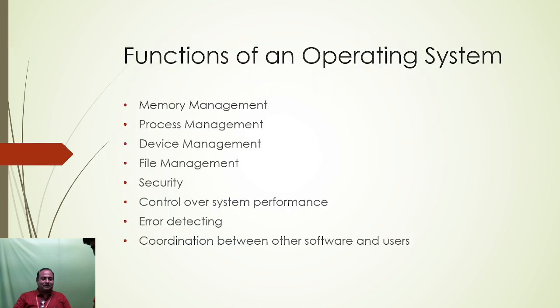Now we are going to see the various functions of an operating system. Here I have given some example functions. The first one is memory management. Memory management means the operating system helps to allocate memory to applications and files, and it gives space to install applications. All of this is done by the operating system. All kinds of memory can be managed by the operating system.